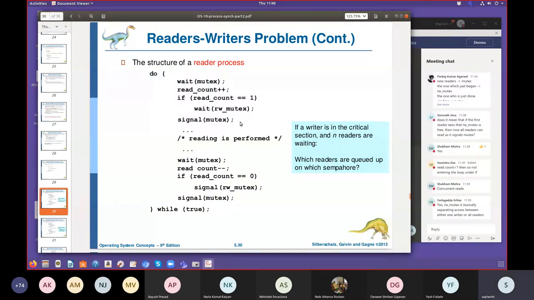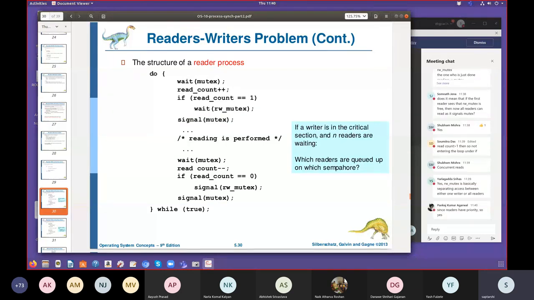So first thing to note is that this signal mutex step is not under this if. Think about it. This signal mutex is not under this if, right? If read_count equal to 1, it waits for RW mutex. But irrespective of whether this happens or not, this process will signal mutex.